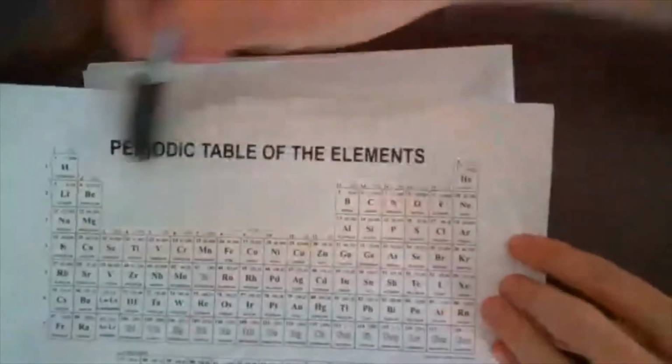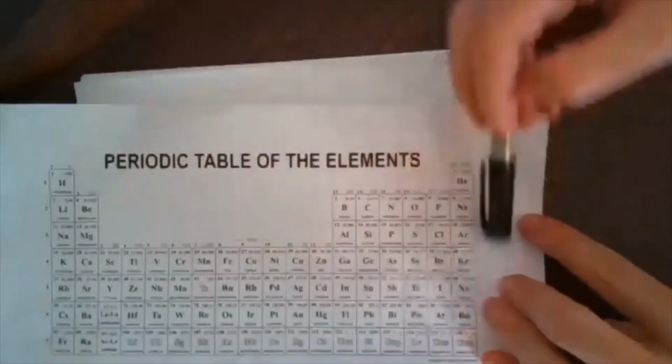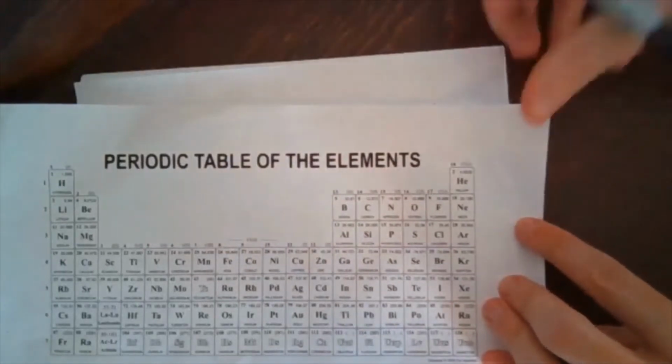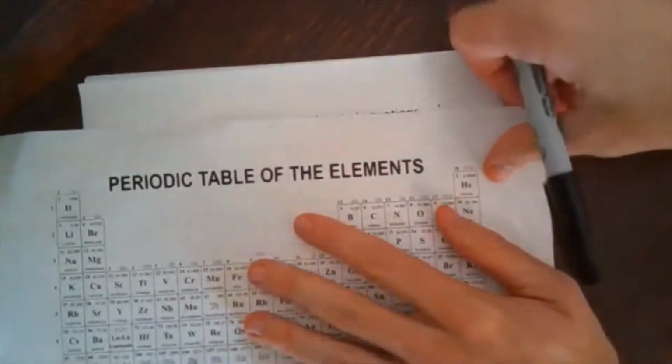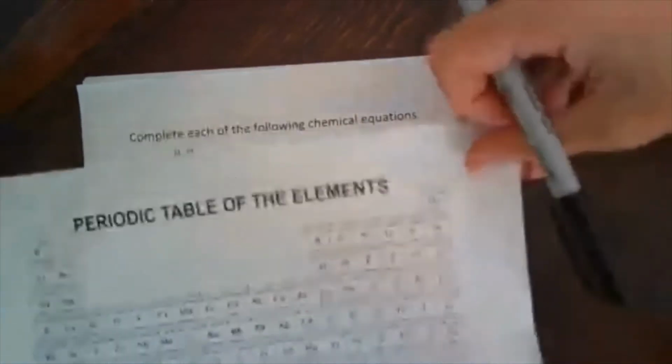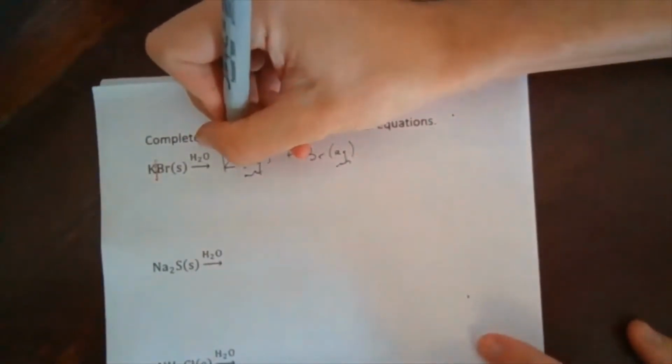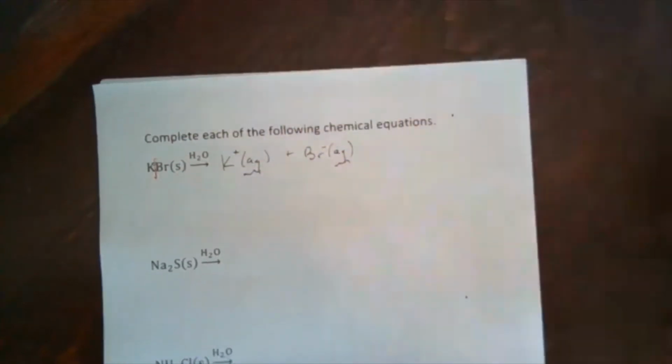So hopefully you have a periodic table. You'll note there's an additional resources folder on Blackboard where there's a handy dandy periodic table for you to use. If you would like, you can also use your own. I highly encourage you to get a periodic table to use. So that's going to be K+, and that's going to be Br-.